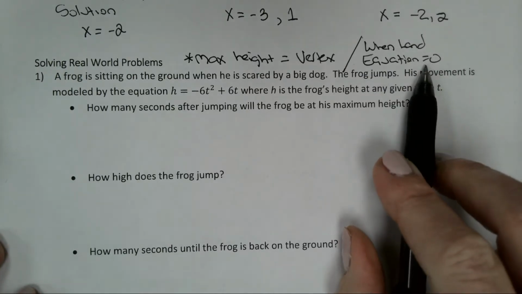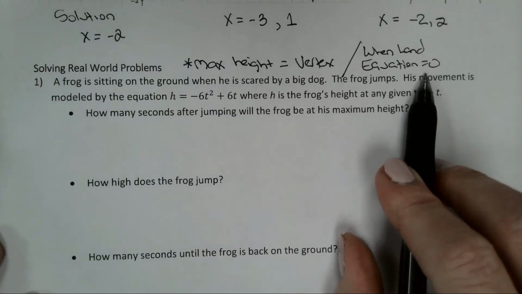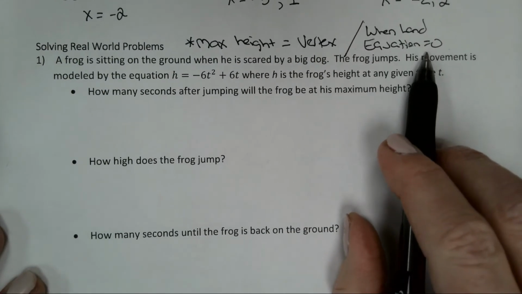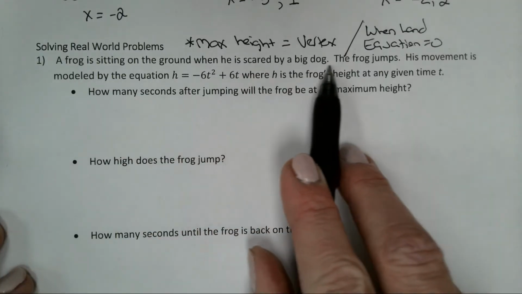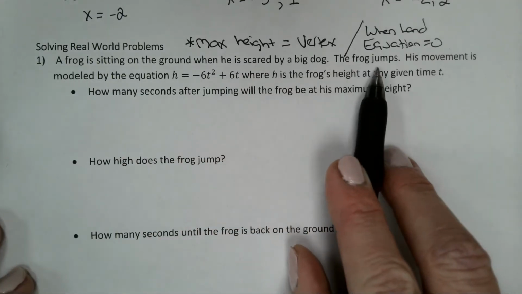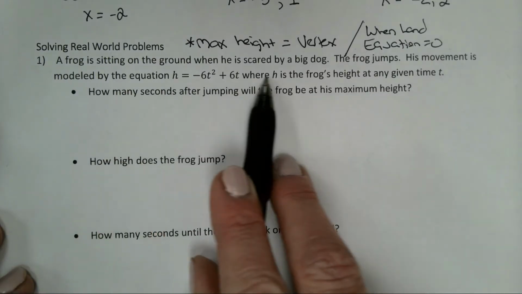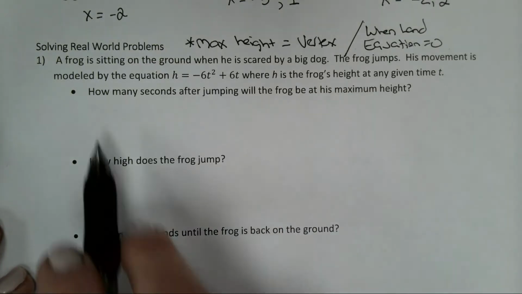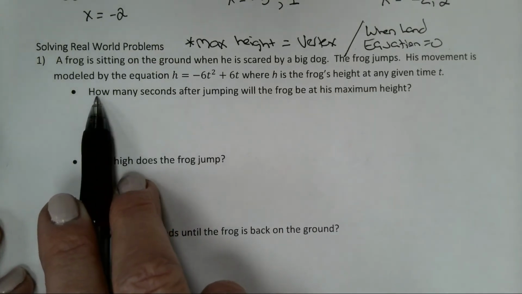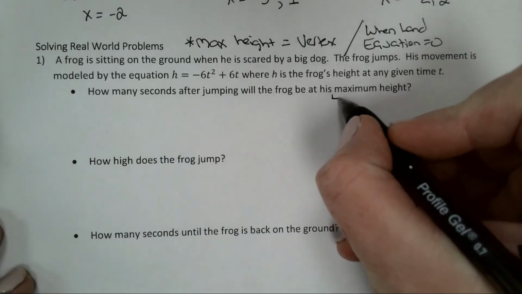So you know how to solve equations by either factoring or using the quadratic formula. Either one can work. A frog is sitting on the ground and he's scared by a big dog. The frog jumps. His movement is modeled by this equation, where h is the height and t is the time. First one is, how many seconds after jumping will the frog be at his maximum height?